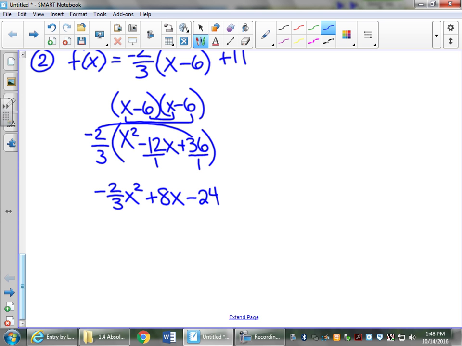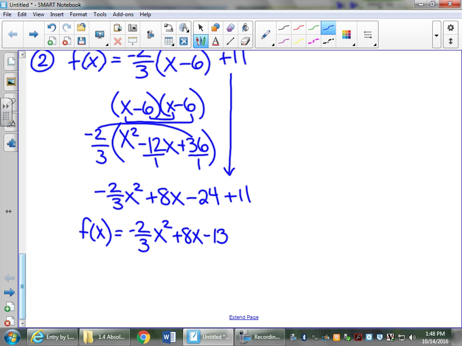I'm going to drop down our k term, which was plus 11, and combine those like terms to get our final function of negative 2/3 x squared plus 8x. And if we do negative 24 plus 11, that's going to be negative 13. Yep, just double checking my quick mental math. Even I have to think about it every once in a while to make sure I'm not giving you guys wrong answers.